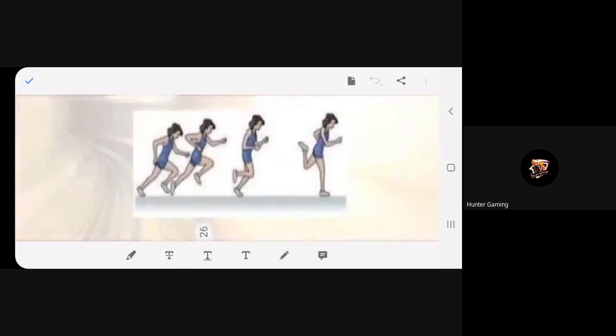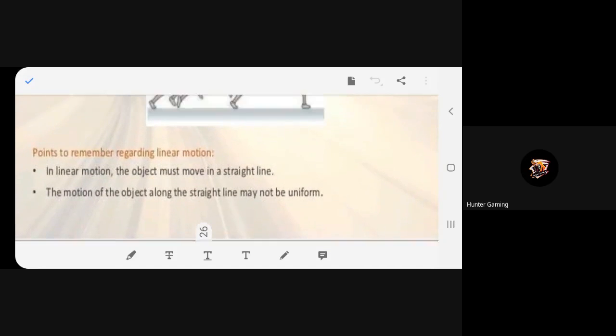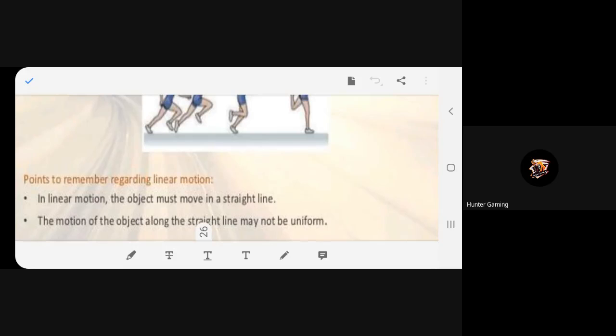So you can see over here, this is linear motion. It's going straight. The girl is running in a straight line. Okay, now read. Points to remember regarding linear motion. In linear motion, the object must move in a straight line. The motion of the object along the straight line may not be uniform.